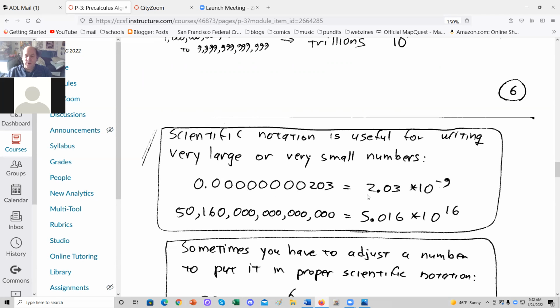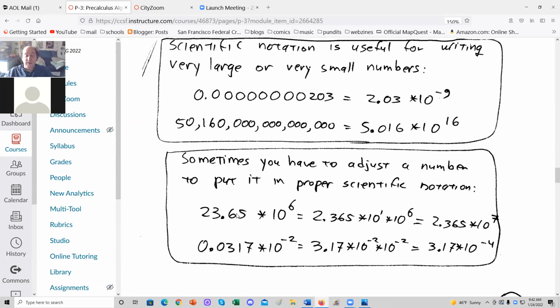That times 2.03. Now here we're going to have a very big number, so we have 10 to a positive power. 5.016 goes here. We take this decimal point and move it to the left. 3, 6, 9, 12, 15, and one more makes 16. 10 to the 16.